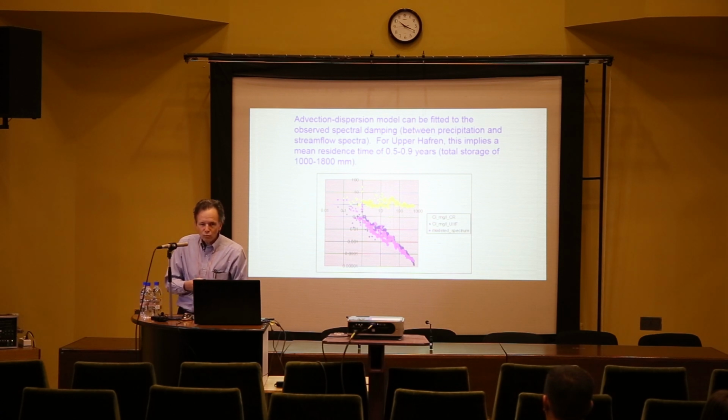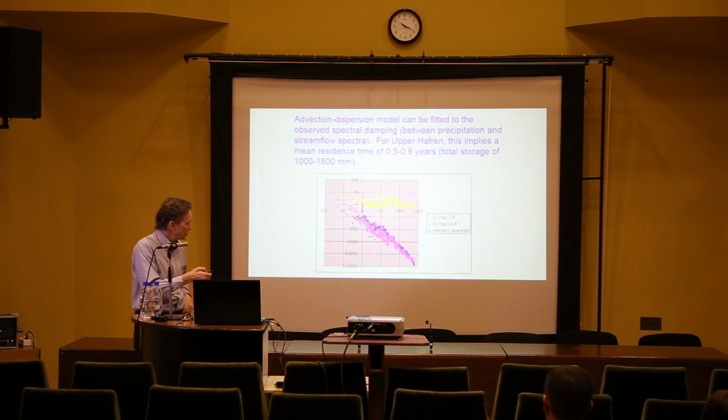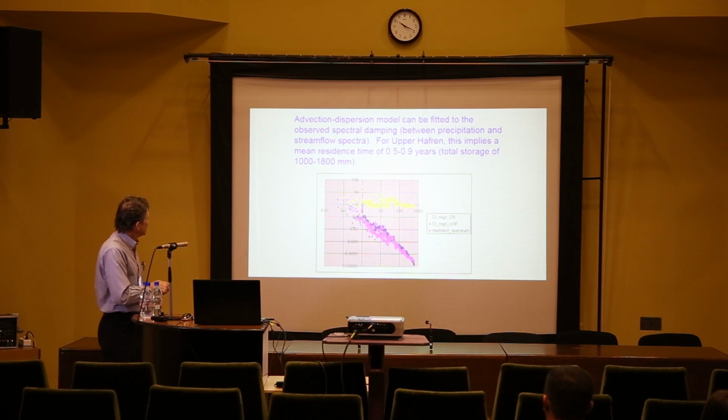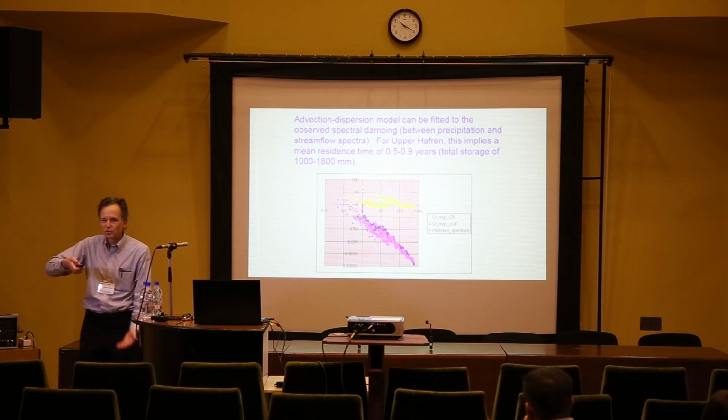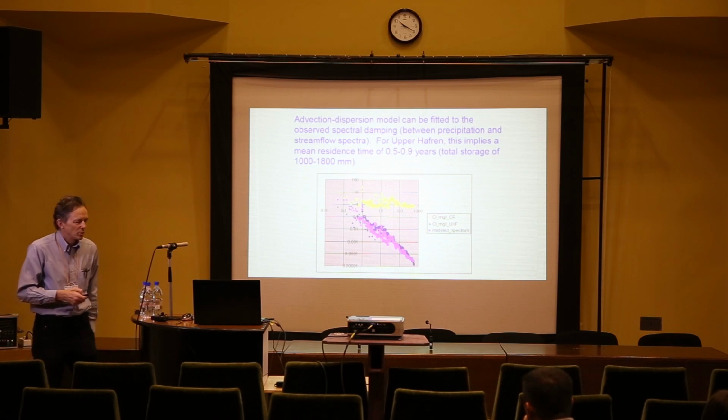Now, we can also use this kind of analysis to define some interesting timescales. So we can fit this advection dispersion model that I mentioned before to mimic the spectrum that we observe in the output in the stream, and from that we can estimate a mean residence time for this catchment of about half a year to 1 year, implying a total storage underground of 1 meter or 2 meters of water, for example.